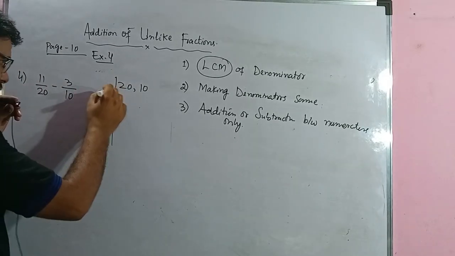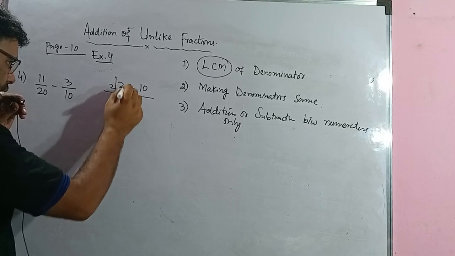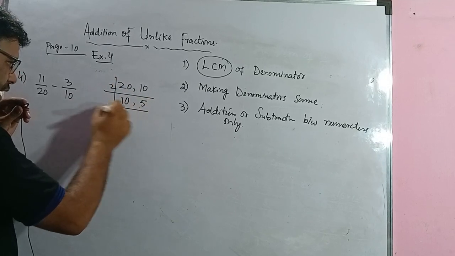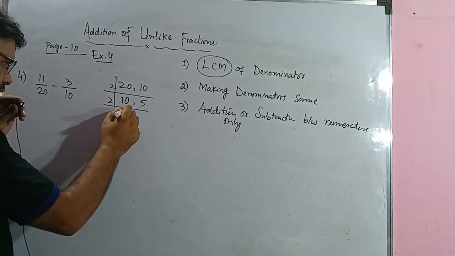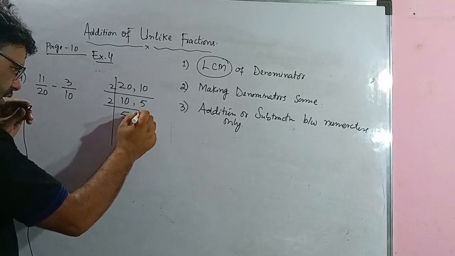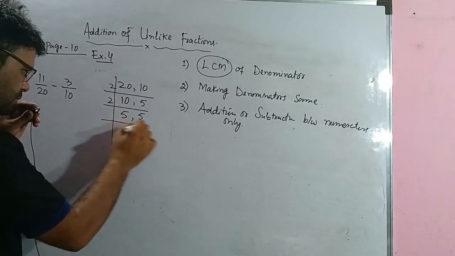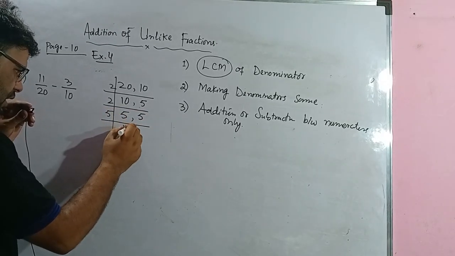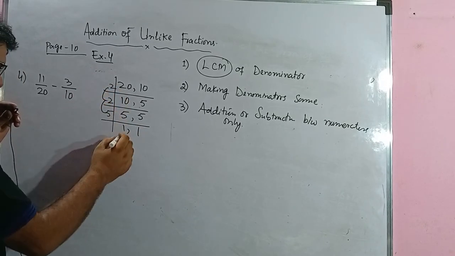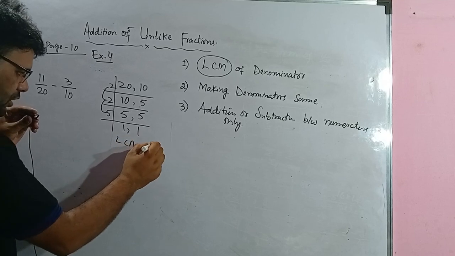Now I will start with the 2. 2 tens are 20. This 20 comes in the table of 2. 2 5s are 10. Then I will start again with 2. 2 5s are 10. This 10 comes in the table of 2. Then 5 is there, because 5 does not come in the table of 2. Then I will do with 5. 5 1s are 5. You can see LCM is 2, 2s are 4, 5s are 20. So LCM is 20.